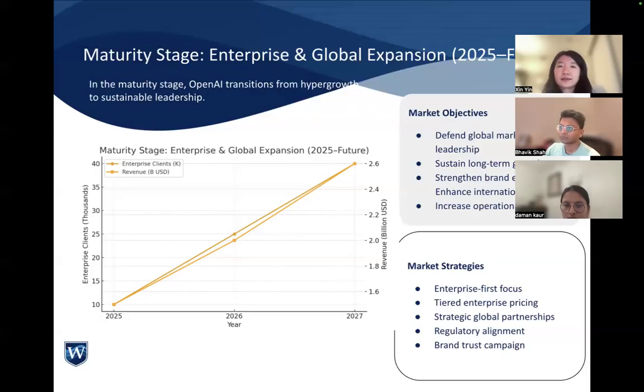In summary, this maturity stage represents OpenAI's transformation into a global enterprise platform, ensuring long-term stability, profitability, and trust. These are the key factors that will define its sustained leadership in the rapidly evolving AI industry.